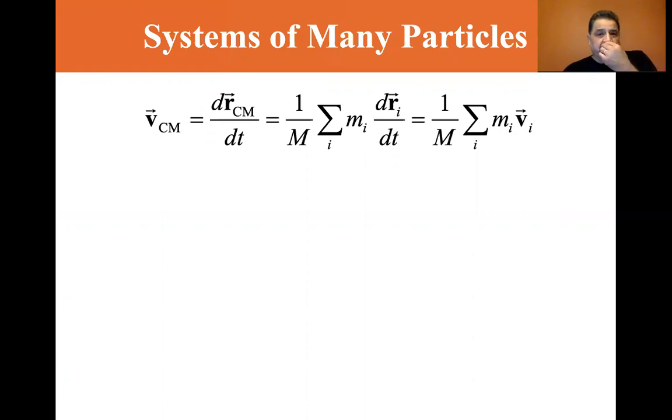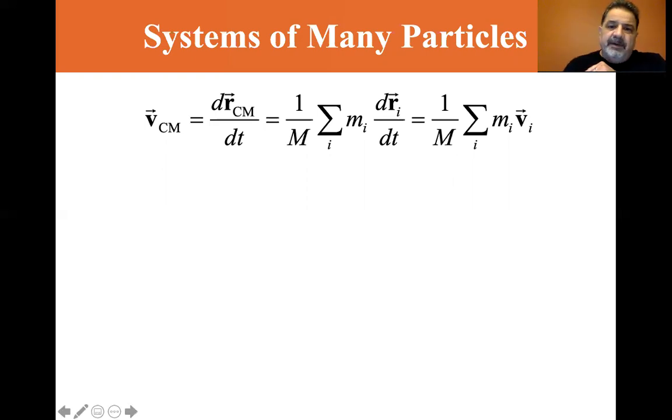Well, what is the center of mass? It's 1 over M times the sum of m_i r_i, in this case dr_i/dt, because we're taking the time rate of change of the center of mass. So we see that the velocity of the center of mass is 1 over the mass times the sum of all the mv's.